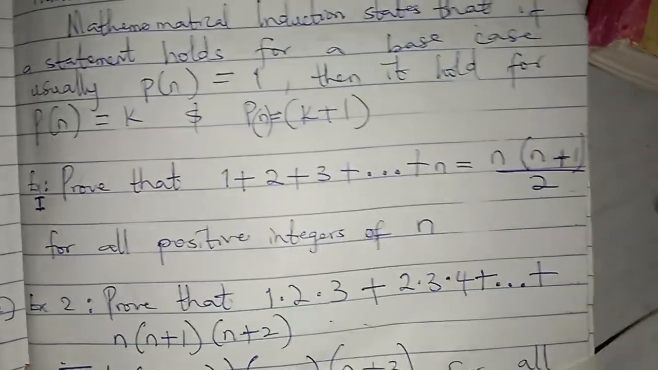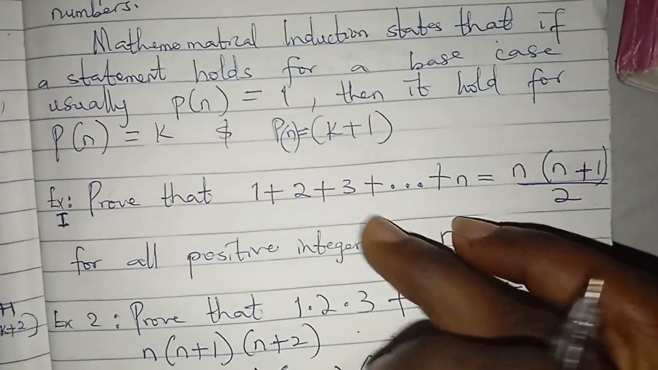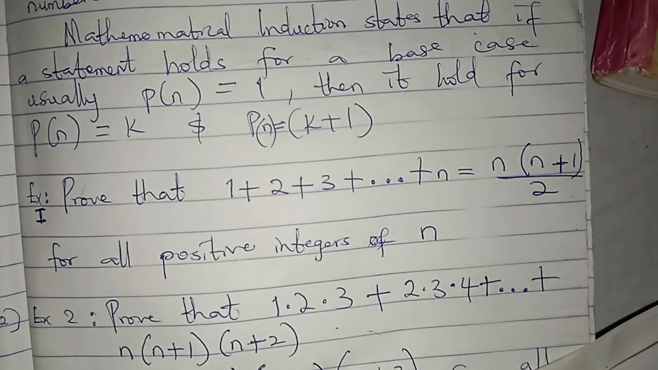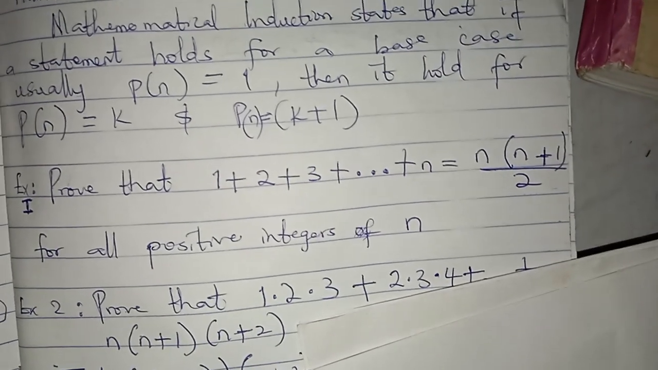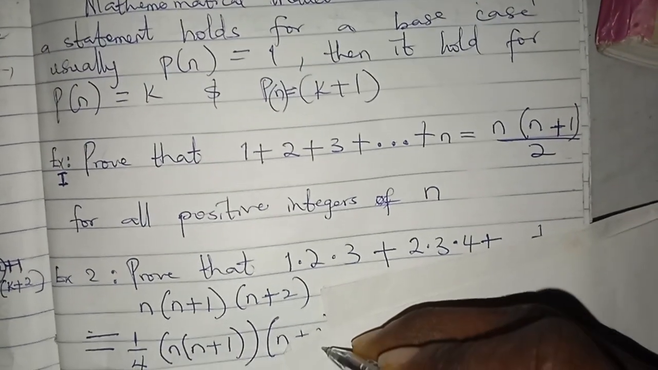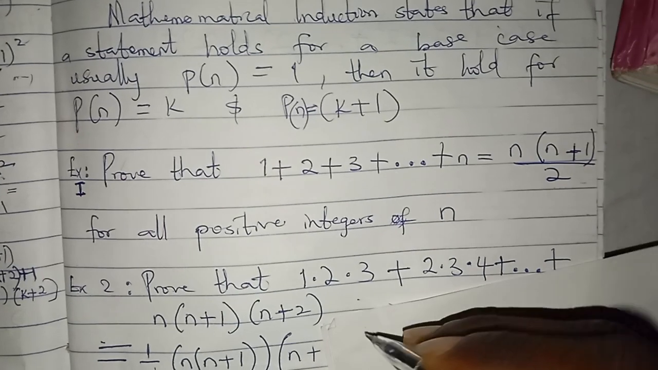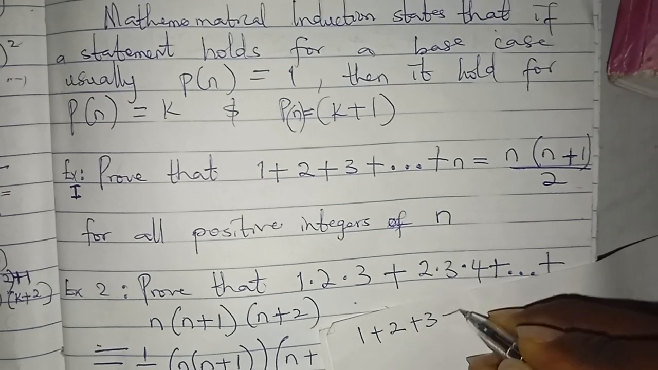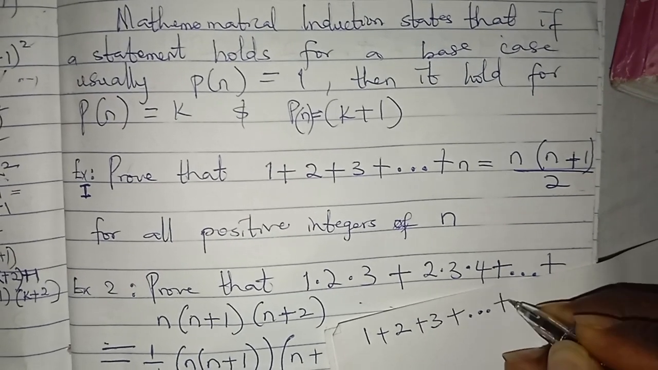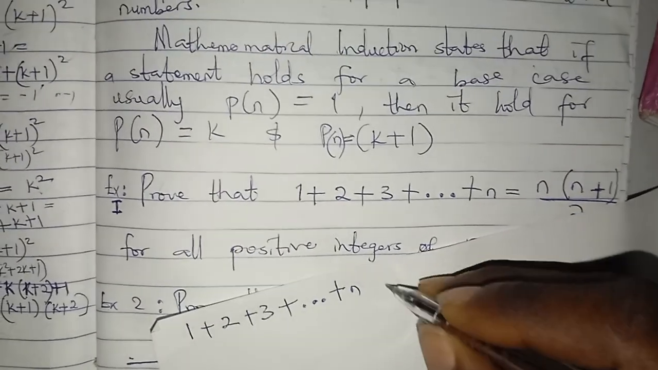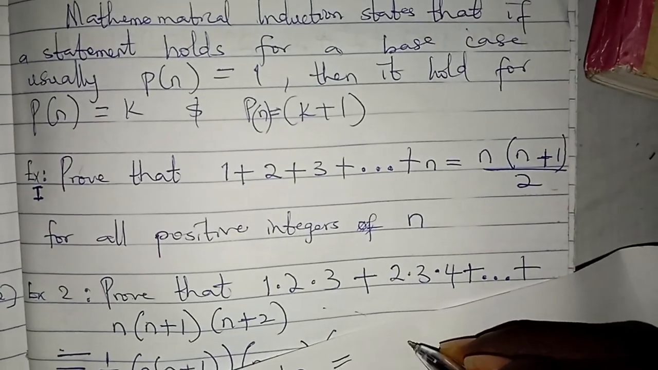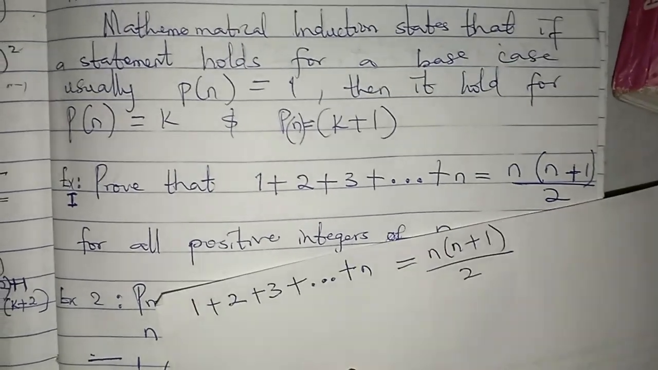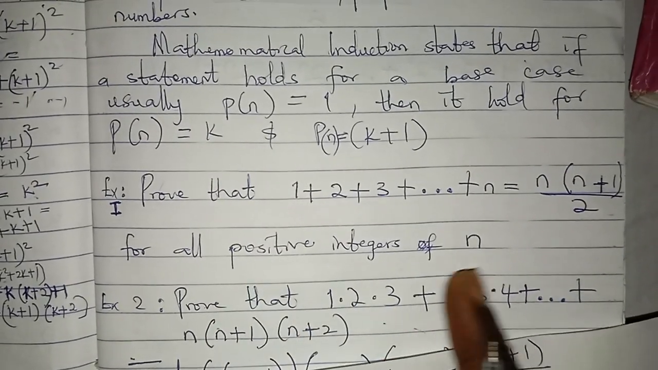The first one, they said that we should prove that 1 plus 2 plus 3 plus ... plus n is equal to n into n plus 1 over 2, for all positive integers of n.